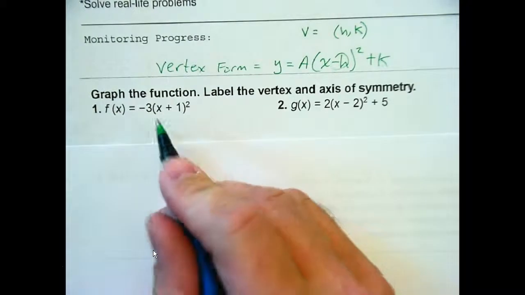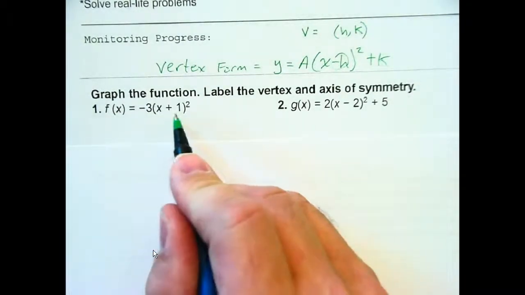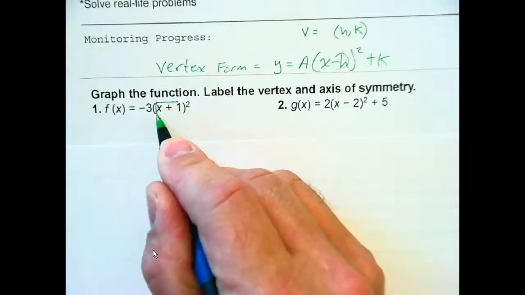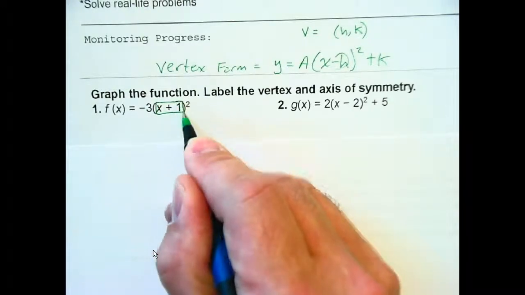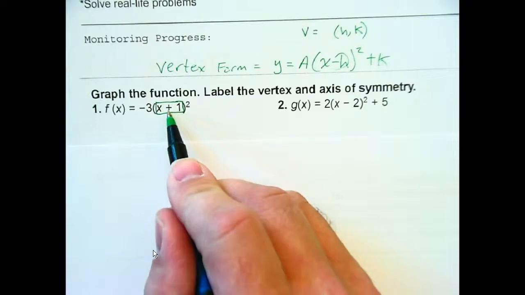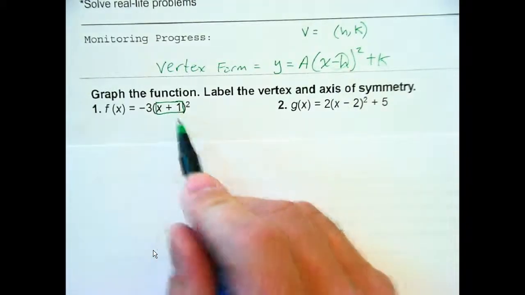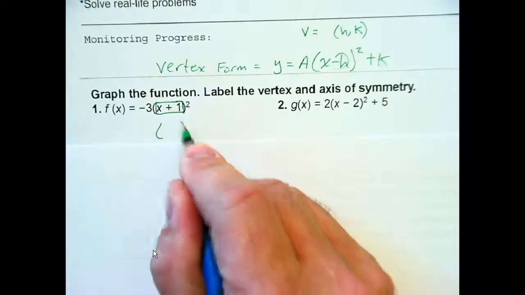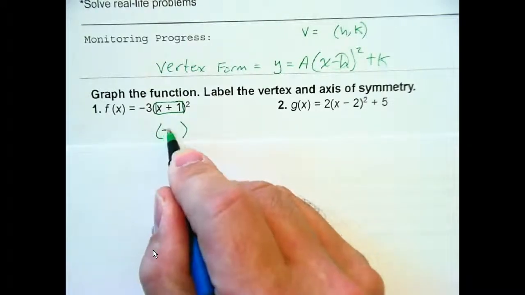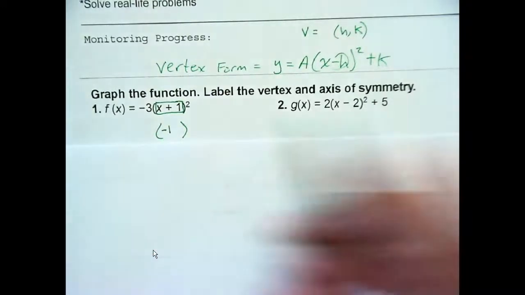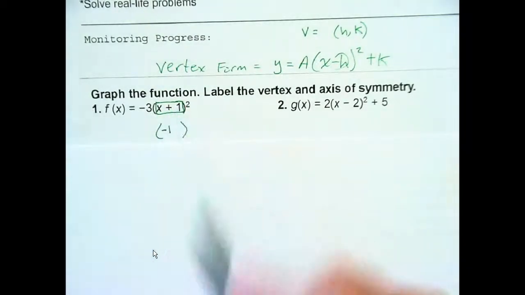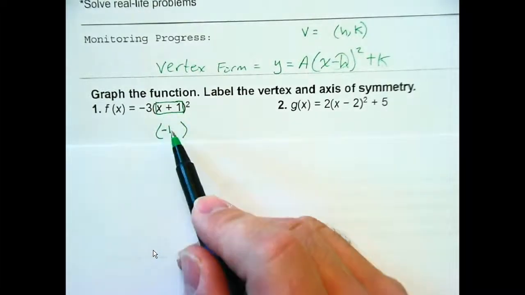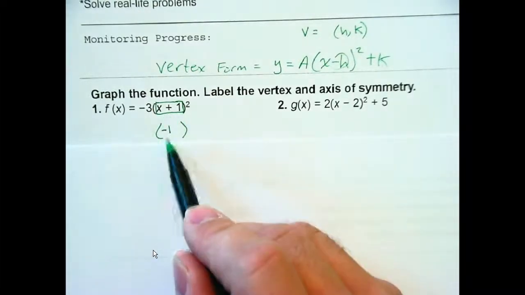So when I look at this and go, hey, that's vertex form. When I'm trying to find h, some students just look at it and say, well, it's the opposite. It has to say minus h, and that says plus. So therefore, my h value, or the x value of my vertex, is negative 1. I like to think of it as what will make the inside of this parenthesis 0. And it's negative 1. That tells you the x value of your vertex.